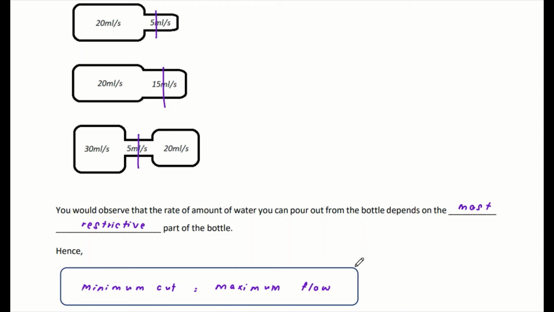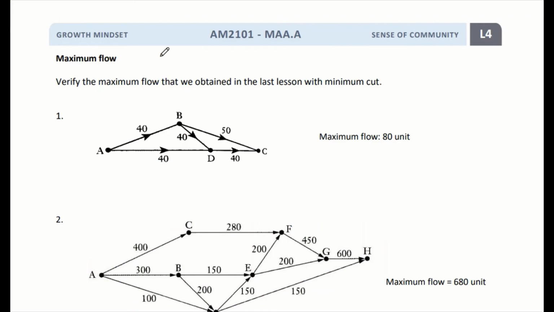Okay, now we'll be looking at some questions to understand why we actually need this, and I'll try to explain it from there. All the examples that we will be doing here are the examples that we did in the previous lesson, which means we already found out all the maximum flows. What we need to do here is to verify that the maximum flow that we found is the correct one by using minimum cut.